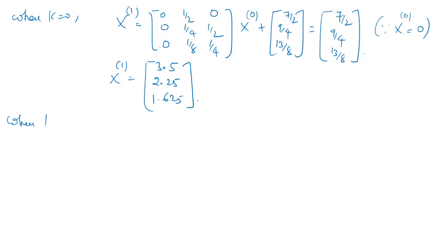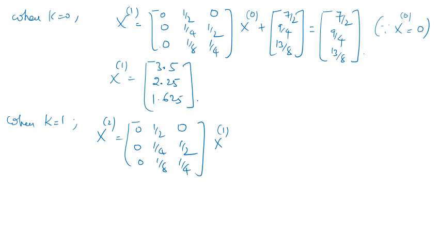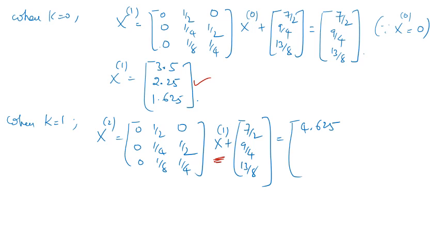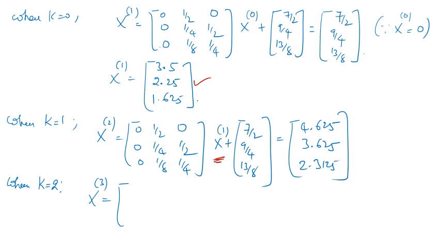Next, when k equals 1, x2 equals the matrix [0, 1/2, 0; 0, 1/4, 1/2; 0, 1/8, 1/4] times x1, plus the same value [7/2, 9/4, 13/8]. Now what is x1? Substitute the x1 value here. Substituting x1 and simplifying, we are getting x2 as 4.625, 3.625, 2.3125.